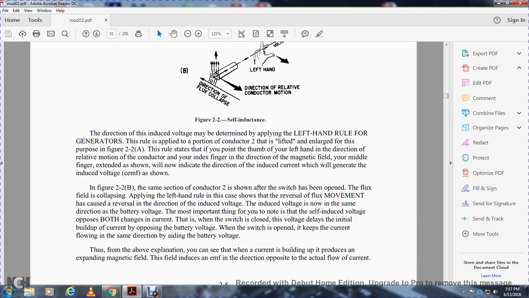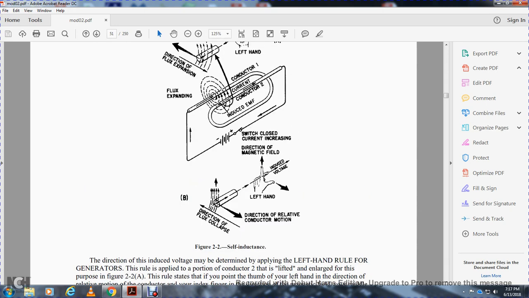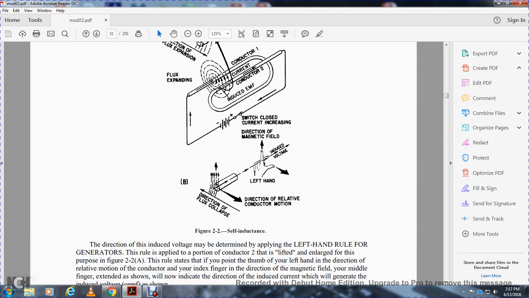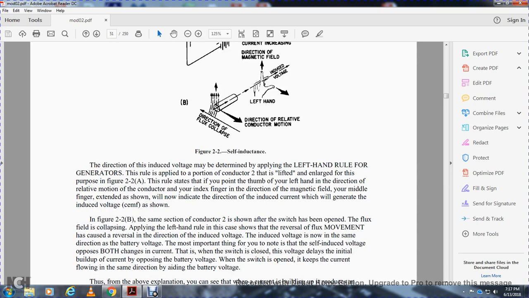The rule is applied to the portion of the conductor that is lifted and enlarged for the position and purpose of figure 2.2a. The rule states that if you point the thumb of your left hand in the direction of the relative motion of the conductor, and the forefinger in the direction of the magnetic field, the middle finger, extended as shown, indicates the direction of the induced current, which generates the induced voltage EMF shown.